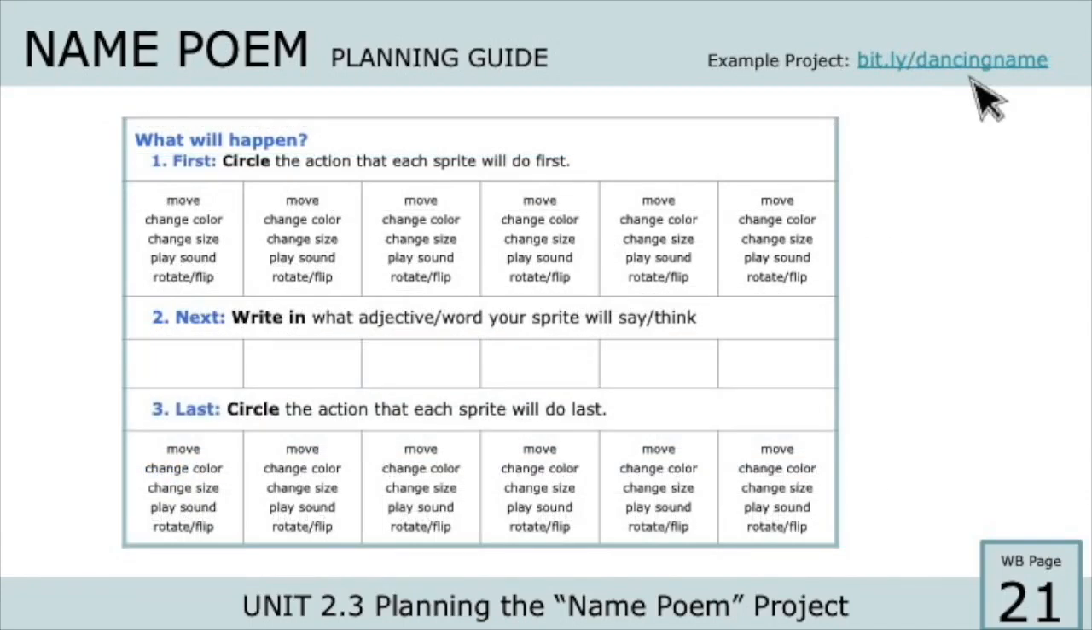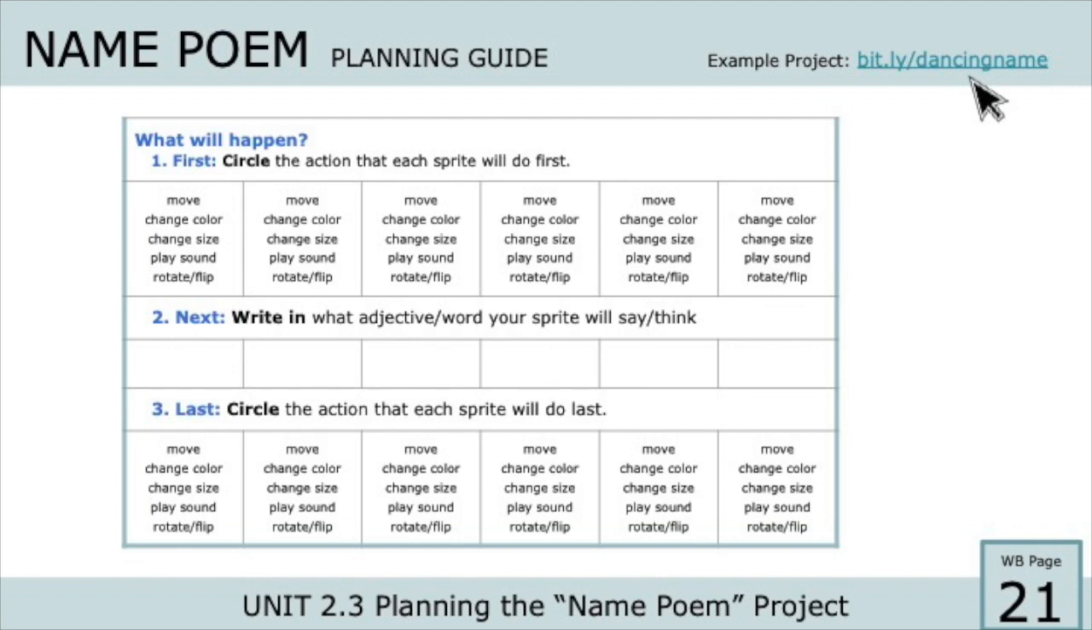What will happen first? They will choose an action that will happen first. It will move, change color, change size, play sound, rotate, or flip. So we've got the same actions happening just to make it simple so that they're not choosing a bunch of different actions. We've got one nice set of actions that they can choose for the letters to do. Then they're going to put in the adjective that starts with the letter in their name, and they're going to write that in this box, and then the second action.